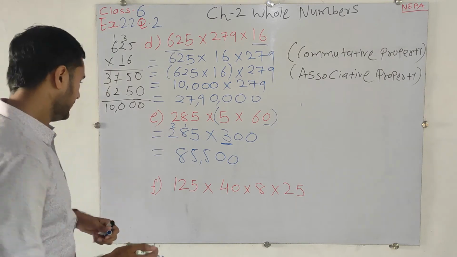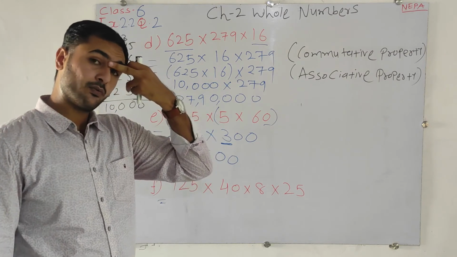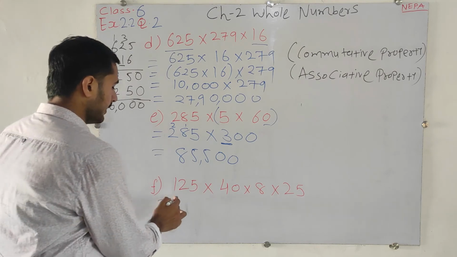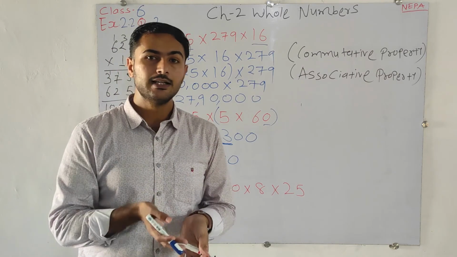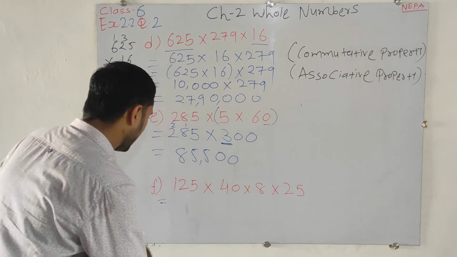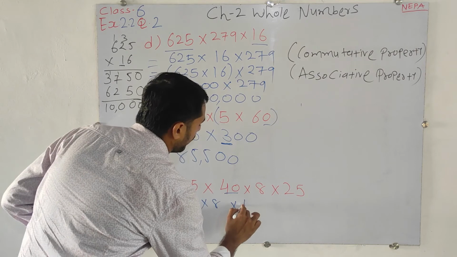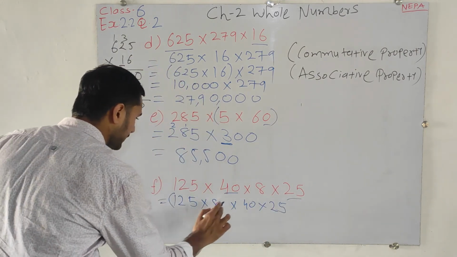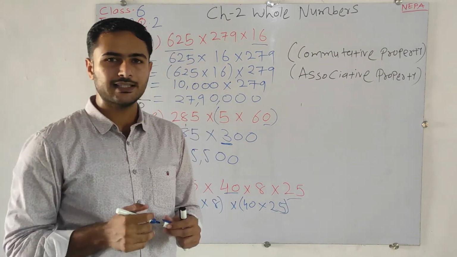Now F1. In that, 125 multiplied by 40 multiplied by 8 multiplied by 25. There are actually 4 different numbers. So let's see how we can do it. 125 multiplied by 8, that is 1000. We remember that because in question number 2 or 3 we found that. So simply I am going to make a group of 125 multiplied by 8 and now 40 multiplied by 25. So here we have the groups. Which property did we use? Commutative as well as associative.